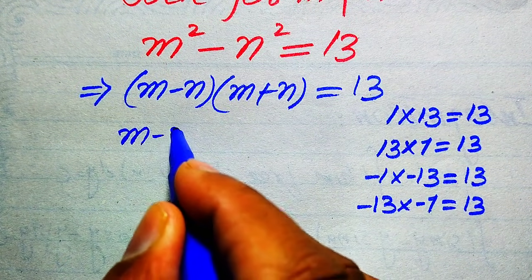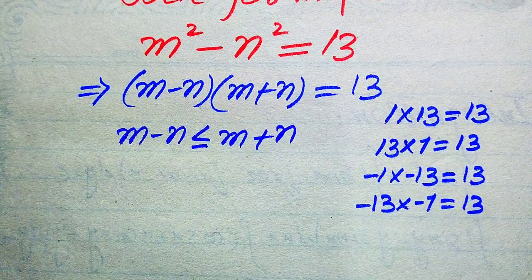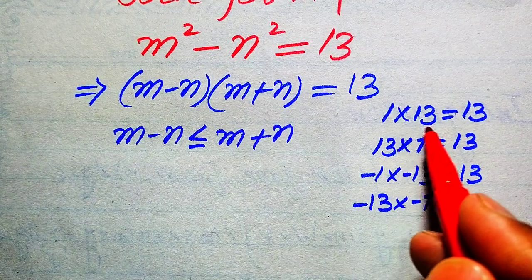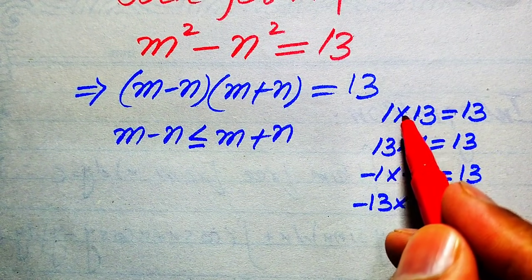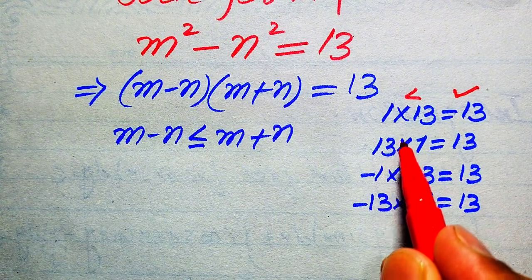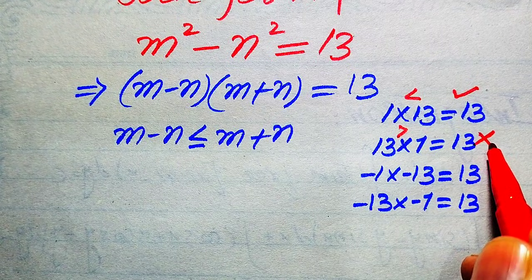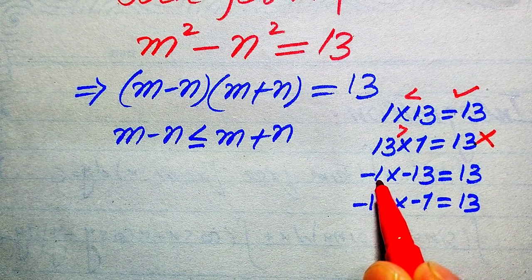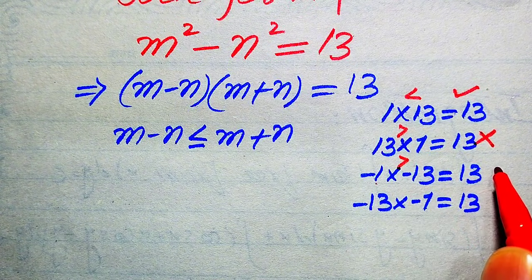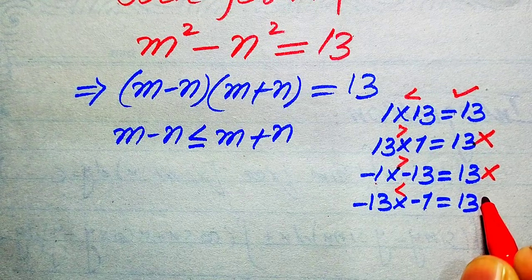If we make the relation between these two factors, then we write it as m minus n is always less than or equal to m plus n. So here we choose those possibilities in which our first factor is less than or equal to the second factor. So 1 is less than 13, so we choose this. 13 is greater than 1, our first factor is greater than the second factor, so we reject this case. Minus 1 is greater than minus 13, so we again reject this case, and minus 13 is less than minus 1, so we accept this case.